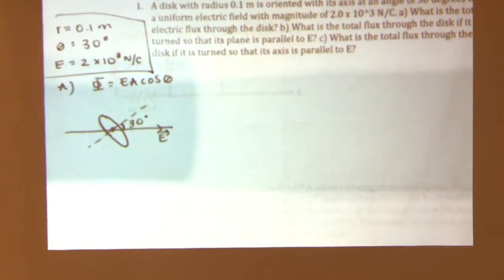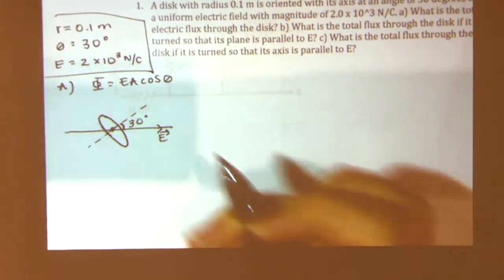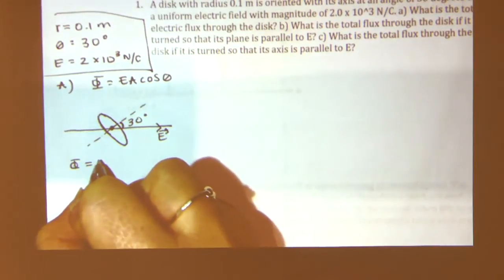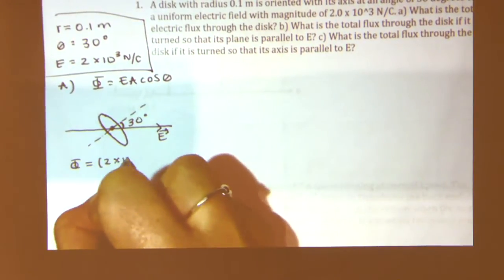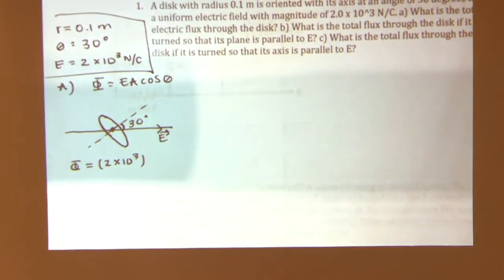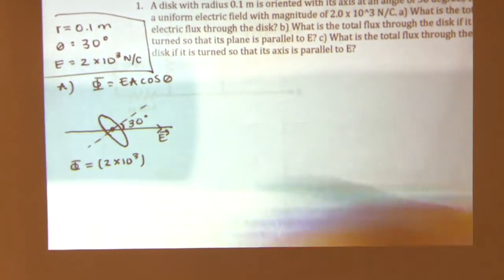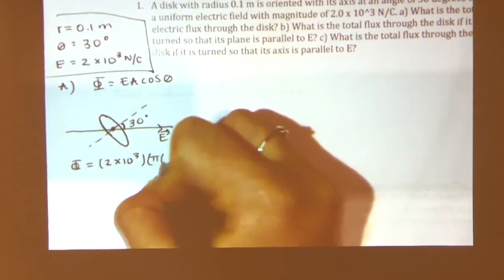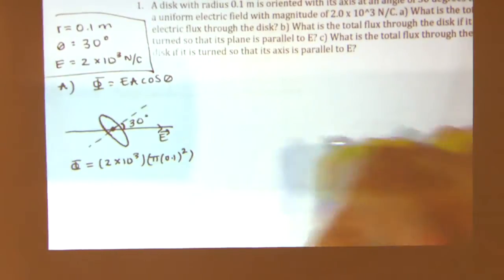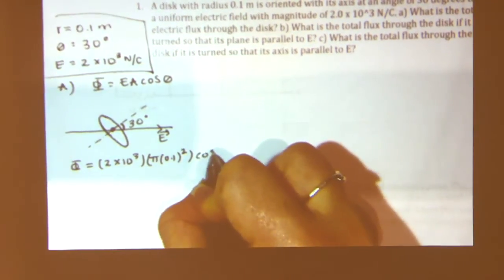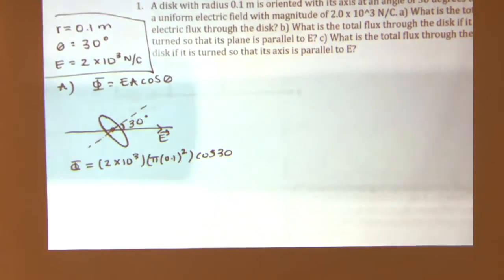And then really we can just plug and chug. We know our electric field is 2 times 10 to the 3 newtons per coulomb. Our area, it's a disk, so we're going to use our area as pi r squared. So pi times 0.1 squared. And in this case, they gave us the angle, so we'll just do times cosine 30.